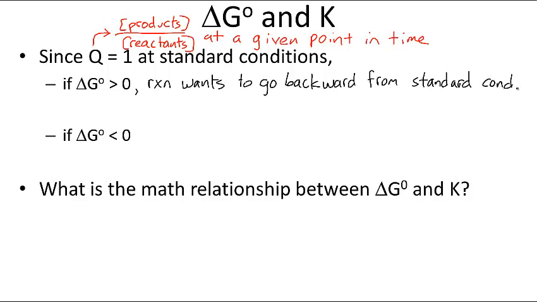If the reaction wants to go backwards from standard conditions, then when it reaches equilibrium, it's making more what? Products or reactants? More reactants. So more reactants at equilibrium. And if there's more reactants at equilibrium, then that ratio, products over reactants, is going to be big or small? Small. So K will be less than 1.